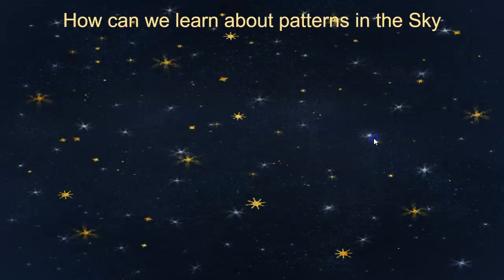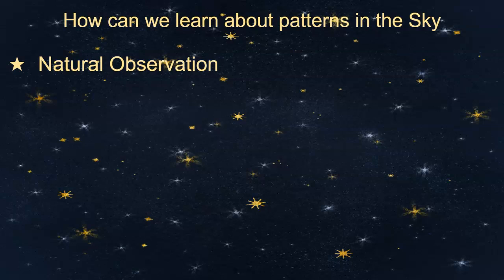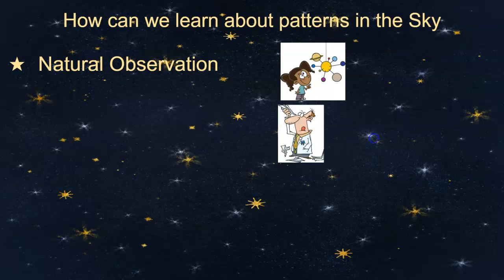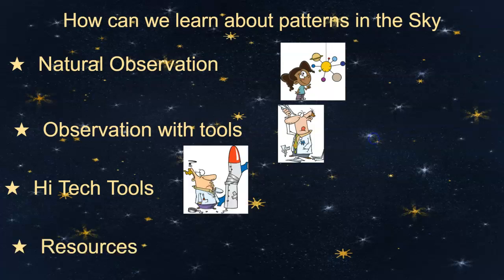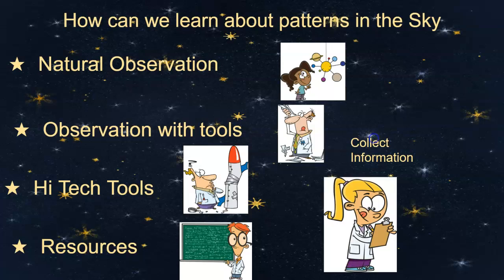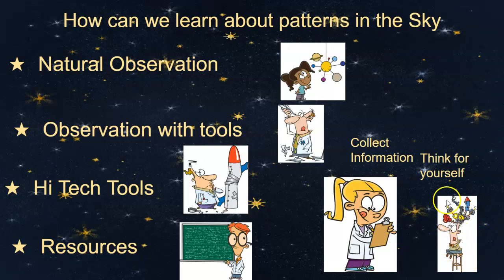Okay. How can we learn about patterns in the sky? Well, natural observation, like the ancients did, right? We can look up in the sky and observe the patterns. The problem with that is it takes a while. So we can use other tools. We have a lot of high-tech tools now. And we can use resources like teachers, books, videos, okay? But the most important thing is that we collect information and then think for ourselves and make our own ideas. That's why we keep coming back to these diagrams and changing them and modifying them as we learn new things.